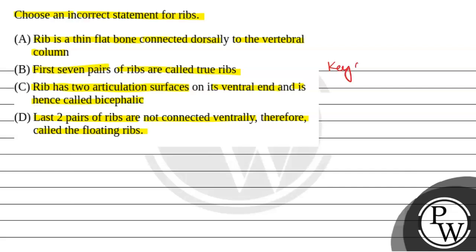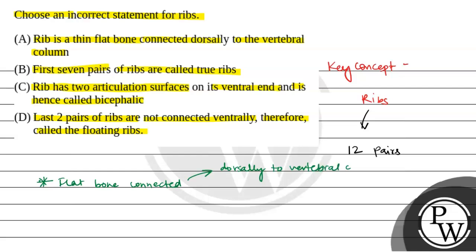So the key concept of this question is ribs. Ribs जो होते हैं, they are basically present in 12 pairs in our body. And each of the rib is a flat bone connected dorsally to the vertebral column. पीछे से वो vertebral column से connected होता है and ventrally to the sternum या breast bone से.